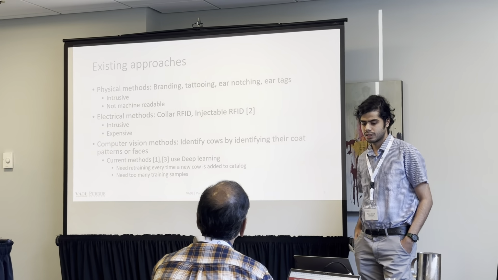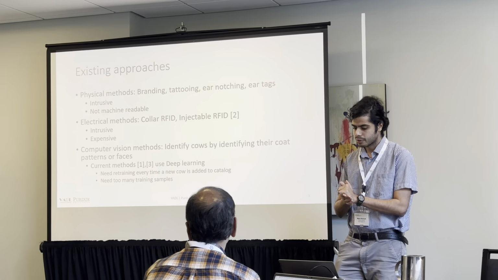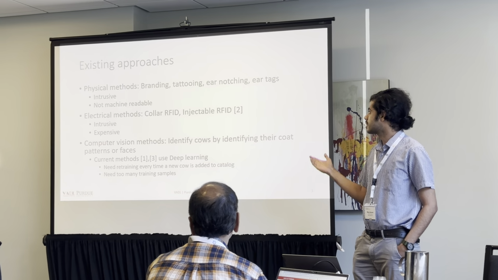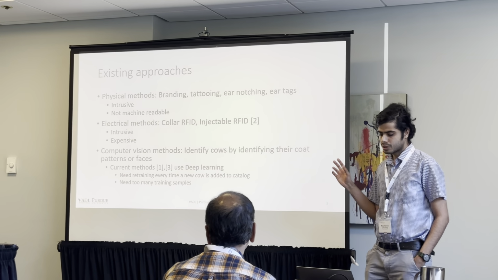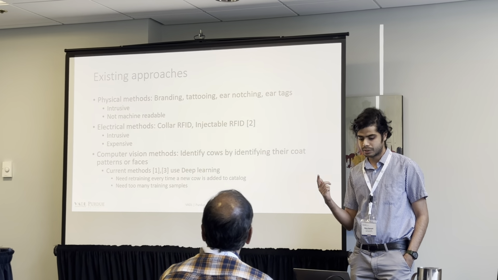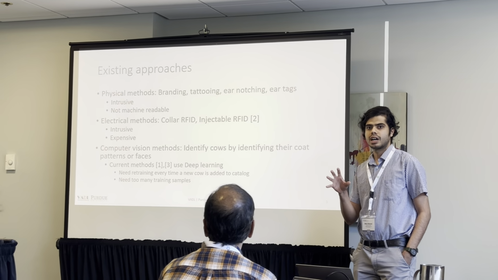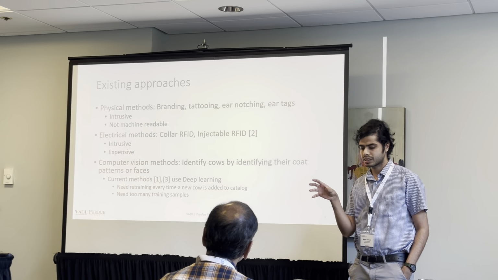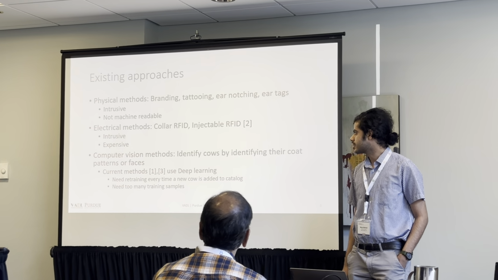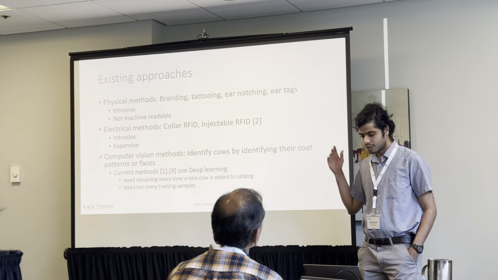Existing approaches for cow recognition or cattle recognition in general include physical methods such as branding, tattooing, ear notching, ear tags. The problem with these methods is they're intrusive and they're not machine readable. Electrical methods include those that use RFIDs, and these are also intrusive, and on top of that, they're expensive. Of late, many computer vision techniques are being developed. These identify cows by identifying the pattern on their backs and their faces. But the problem with deep learning is they need to be retrained every time a new cow is added to the set, and they need too many training samples.